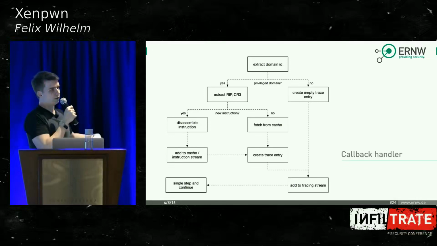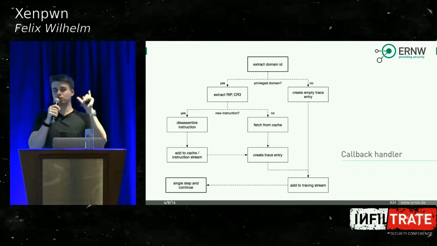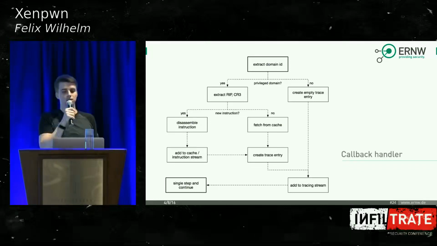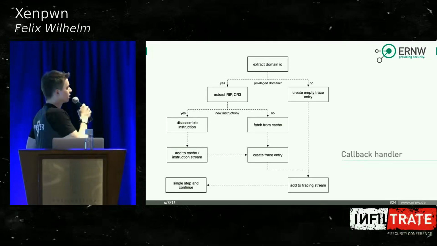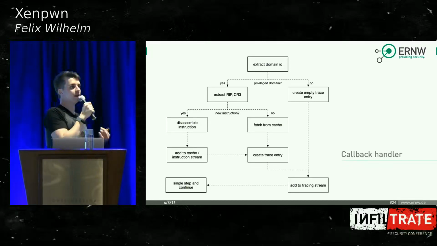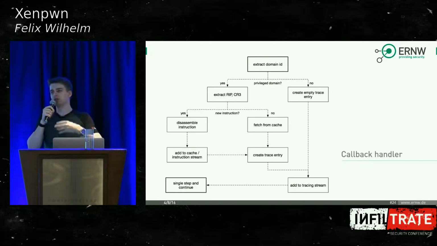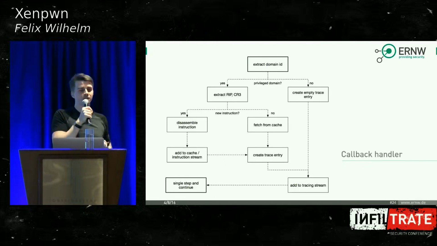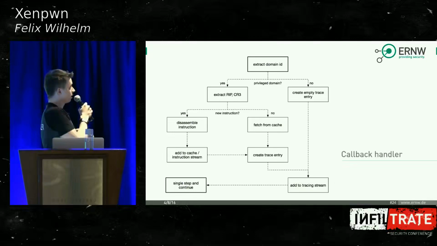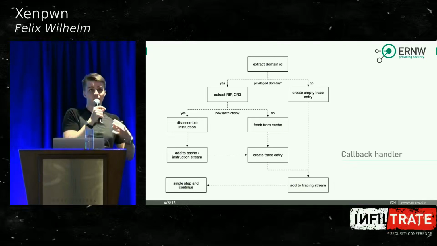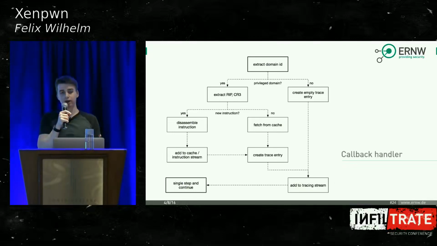This is called every time a memory access to a shared memory page occurs. And then we have code that's responsible for extracting the domain ID. We only want to find vulnerabilities in the privileged backend components, so we are only interested in memory accesses that are performed by the privileged backend.